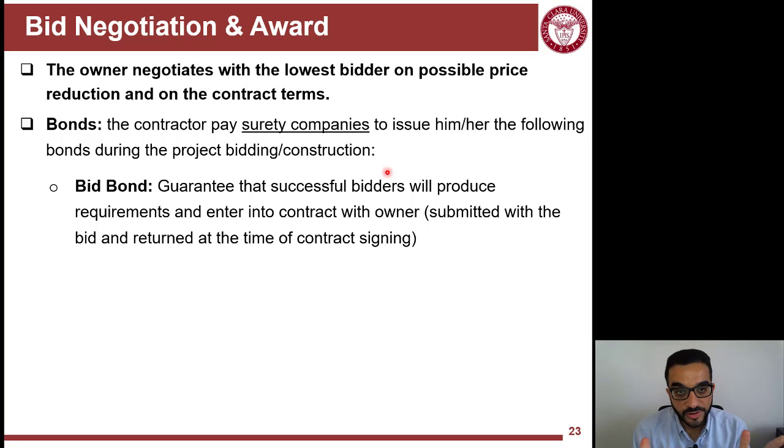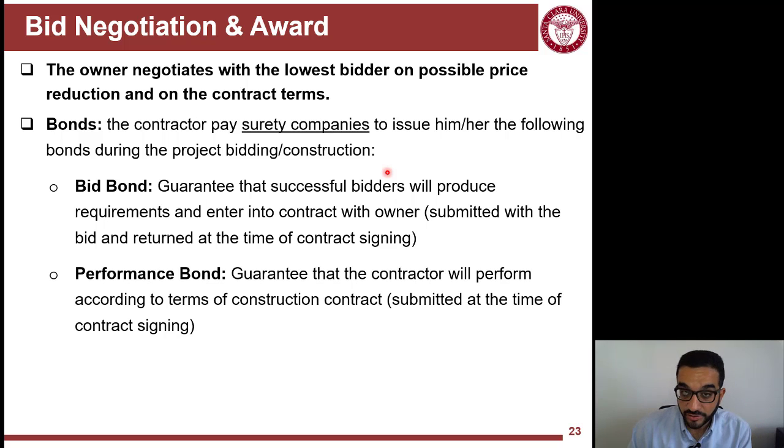So that's during the bid. When you submit the bid, you submit the bid bond. Once you are selected and now you're actually signing the contract, the owner will give you back the bid bond, so you do not have to pay more to the surety company to maintain this bid bond, but in return you will give the owner the performance bond. So at this signature time, you're taking back the bid bond, but you're submitting a performance bond.